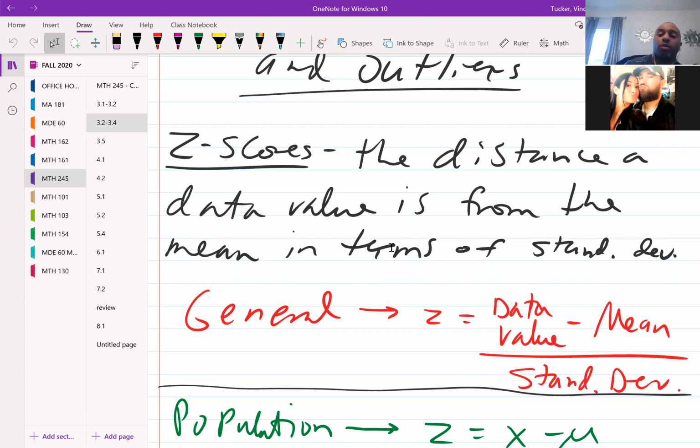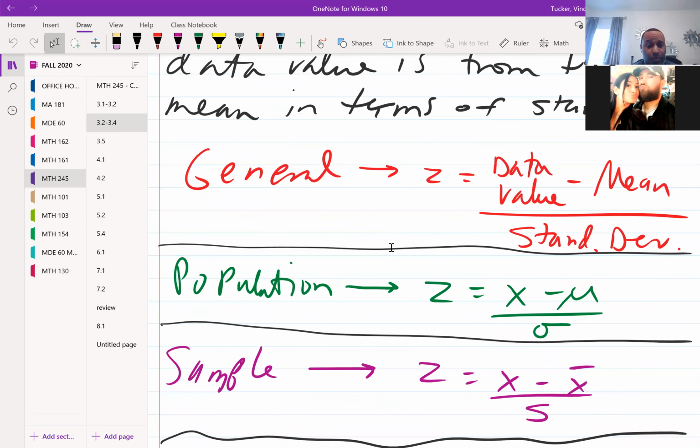So the general way we would calculate our z-scores is that we would take our data value, subtract the mean, and divide by the standard deviation. And that's what I have here in the red. Data value minus the mean, divide by the standard deviation.